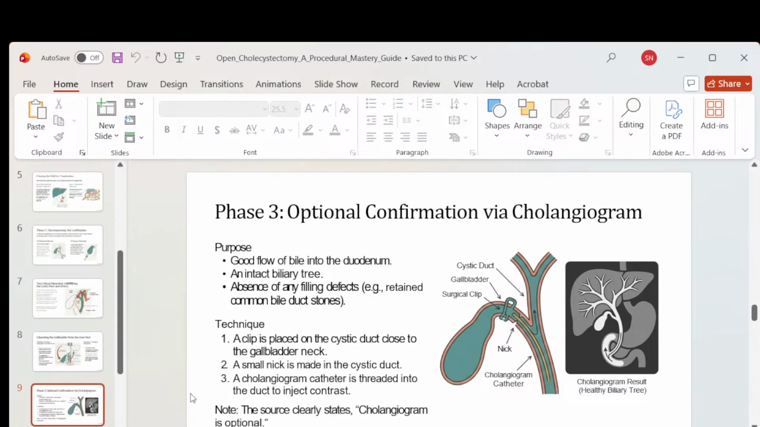So the cholangiogram is the most important thing in a cholecystectomy. The purpose of a cholangiogram is to confirm good flow of bile into the duodenum. So why are we using a cholangiogram? After introducing the cholangiogram, the good flow of bile into the duodenum can be visualized. An intact biliary tree can be visualized. Absence of any filling defects, and retained common bile duct stones can be easily visualized with the help of the cholangiogram.